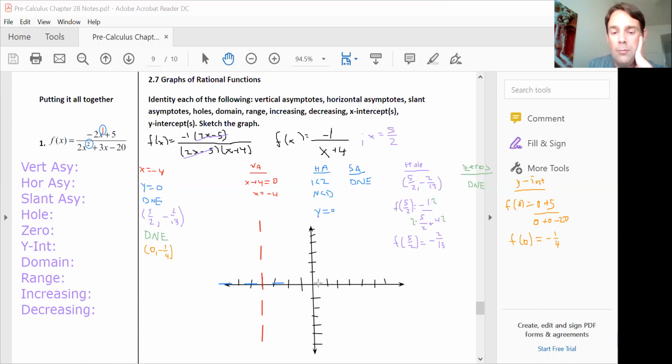And remember, the horizontal asymptote exists when my graph is going to positive, negative infinity. Our slant asymptote, we didn't have one because you can't if you already have a horizontal asymptote. We have a hole at 5/2, that's 2.5, and -2/13, so that'd be right about here. We had a y-intercept at (0, -1/4), that'd be right about here.